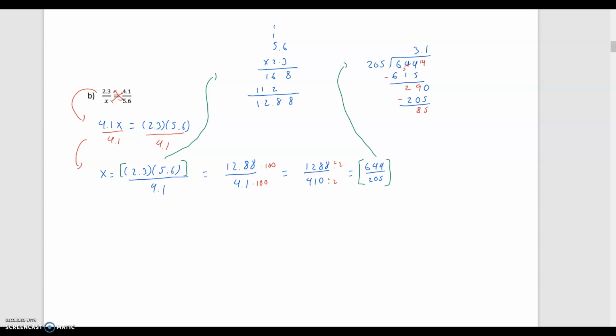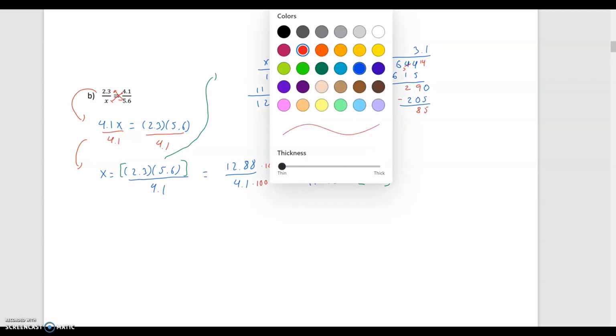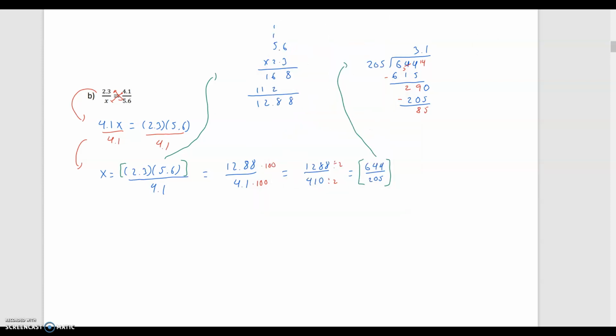Let me just double check. Yeah, we're good on the 85. And then I'm just going to go one more into the decimals. So adding the 0 and then the 4.